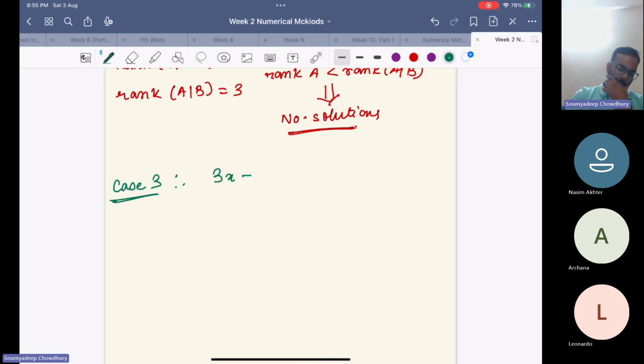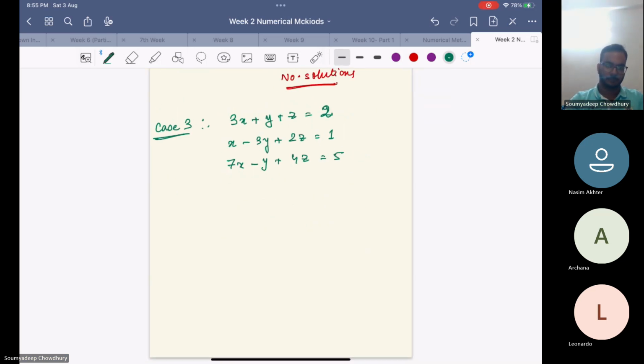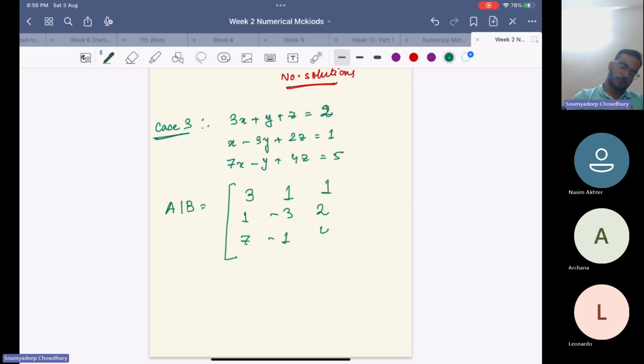So here you have 3x plus y plus z equals to 2. Then we have 7x minus y plus 4z equals to 5. So if I form the augmented matrix here, 3, 1, 1, 1 minus 3, 2, 7 minus 1, 4, 2, 1, 5.